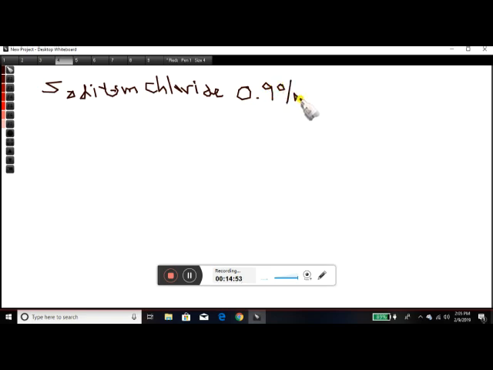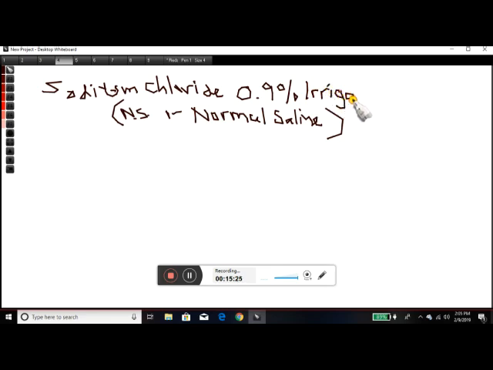0.9%. This is, by the way, if you ever see this abbreviated on a script, either the words NS, or sometimes this will be called normal saline. NS or normal saline refers to sodium chloride 0.9%. And we're going to make this an irrigation. And sodium chloride for irrigation comes in multiple size bottles.